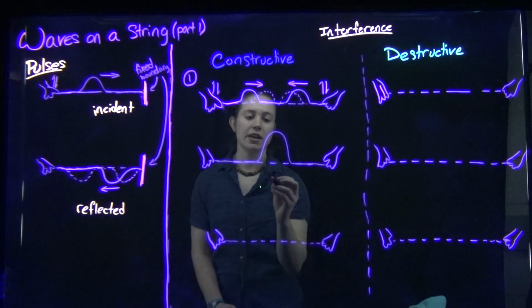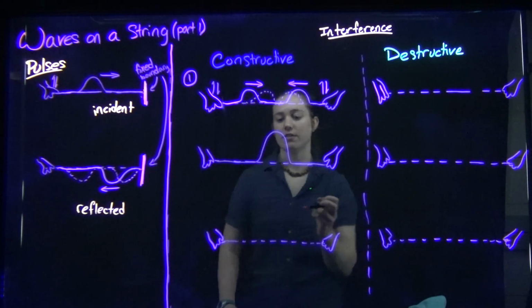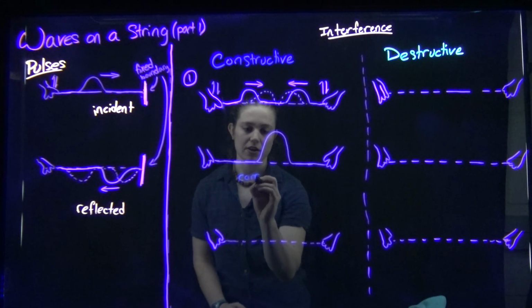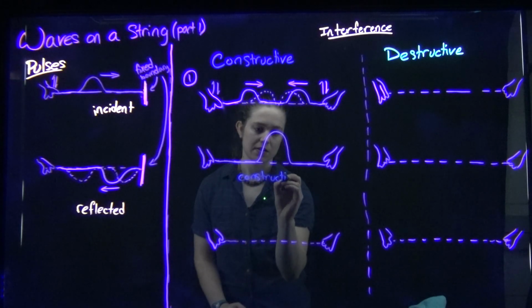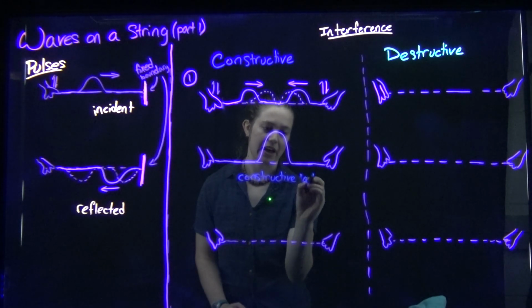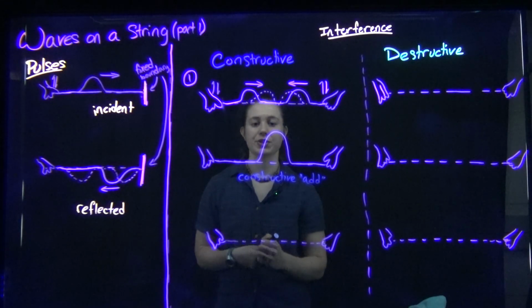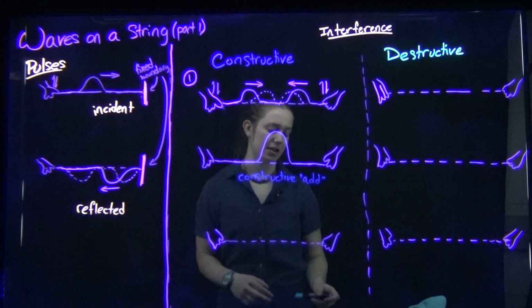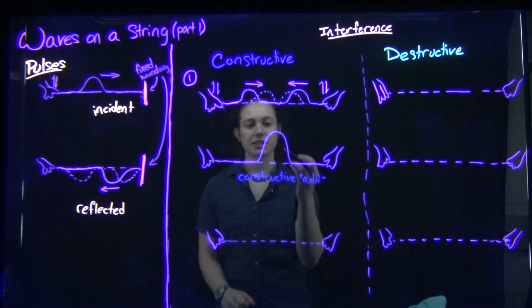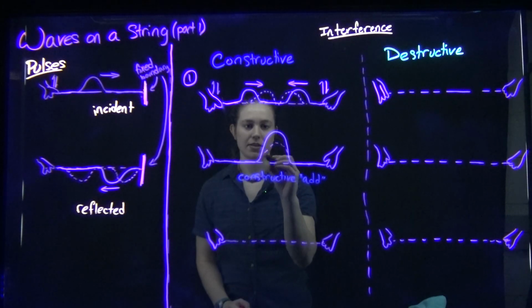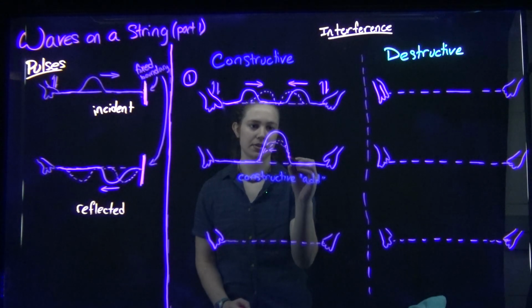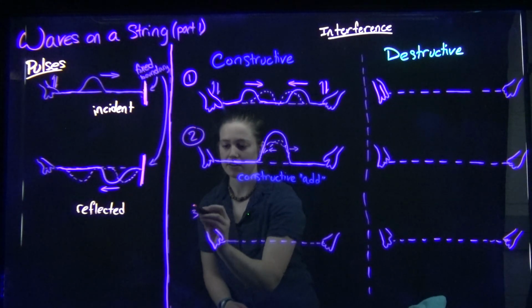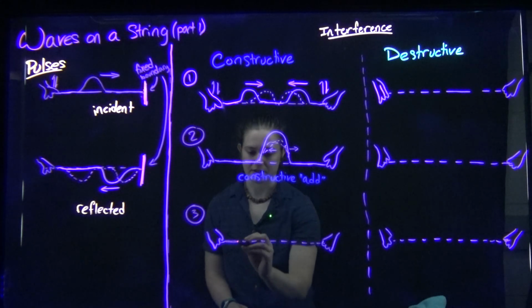They're going to meet in the middle, and it's called constructive because, let me do this in a different color, we add the 2 pulses. They are coming on the same side, so they just sum up into this big pulse. But we still have the 1 pulse that was going that direction, and the other pulse that was going this direction.